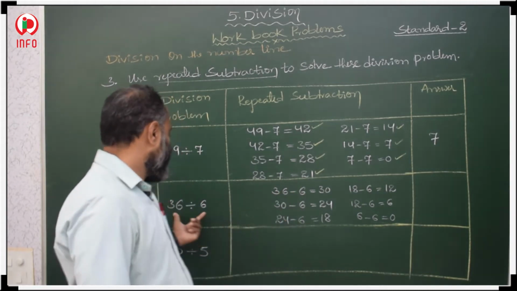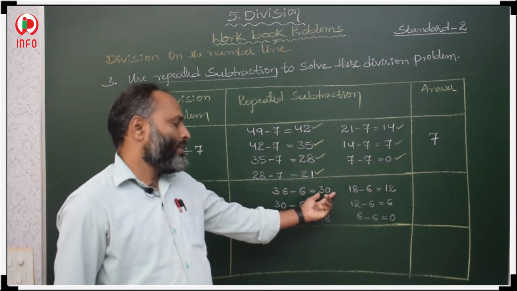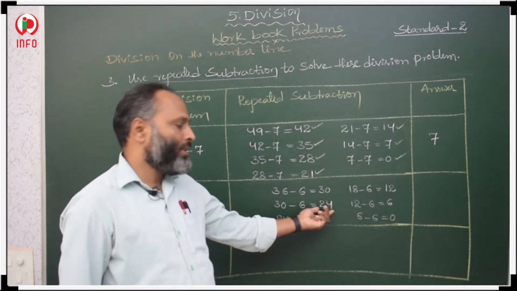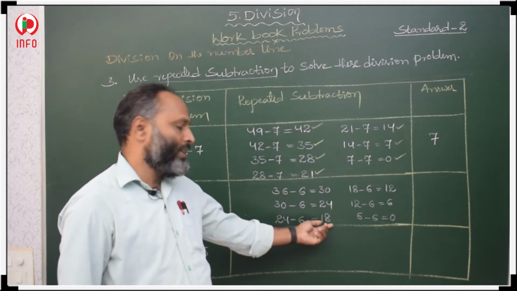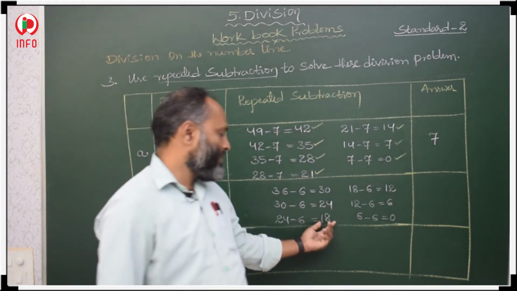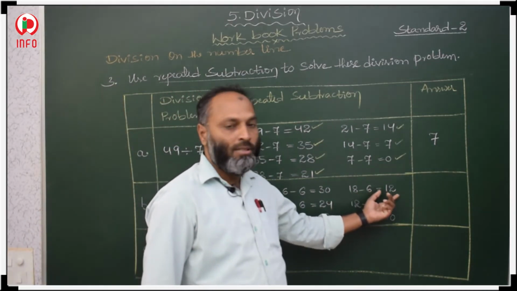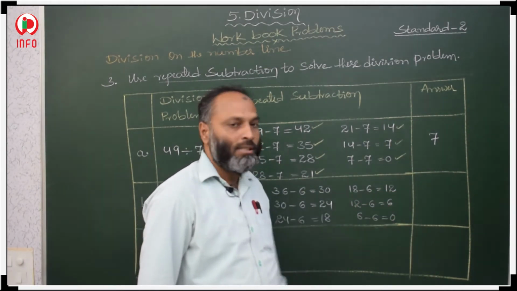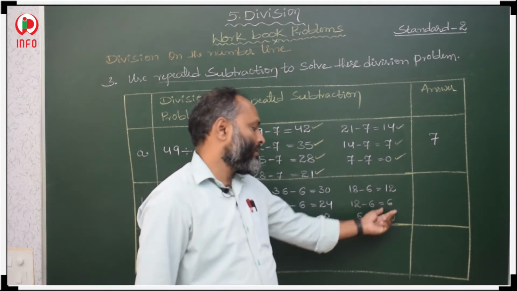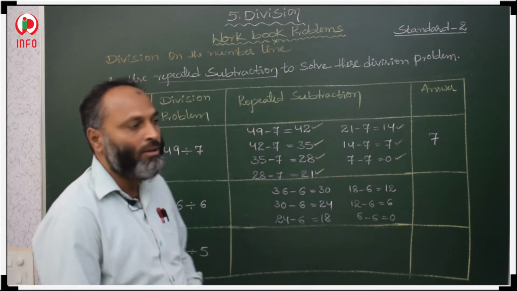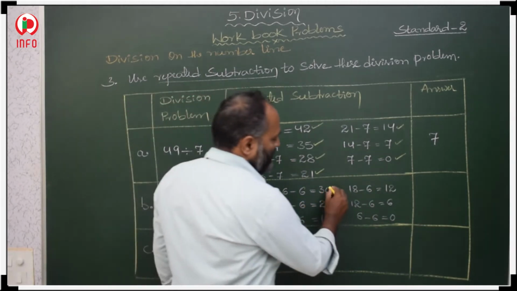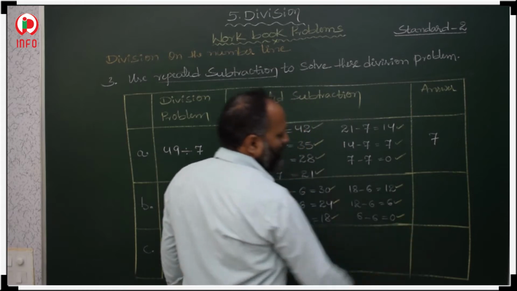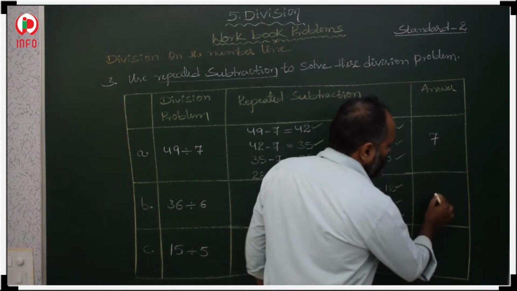Here 36 minus 6 we have to take. 36 minus 6 is 30. Again this difference minus 6, 24. This is the difference. Difference minus 6, again 18. In the third step the difference is 18. 18 minus 6 is 12, and again in the fourth step the difference is 12. 12 minus 6 is 6, and what is the difference here? 6. 6 minus 6 is 0. In how many steps did we get 0? 1, 2, 3, 4, 5, 6. So, our answer is 6.